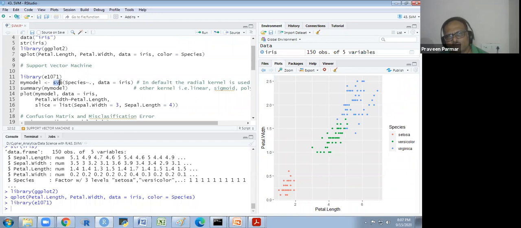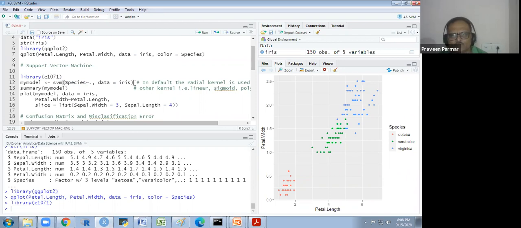Assume is the function. The other thing is the same as we have done in the previous algorithm: the previous attributes, the target variable, tilde dot, the other variables we are taking, data iris. So I run this.